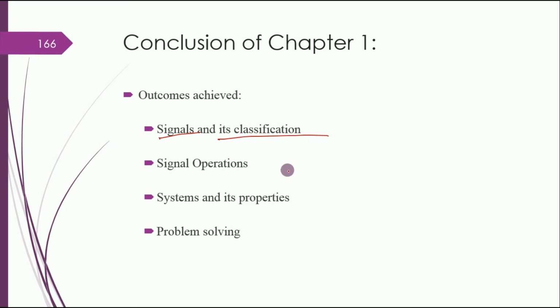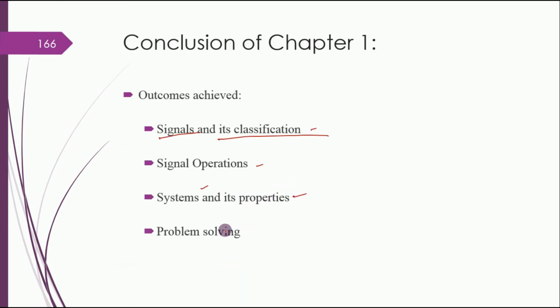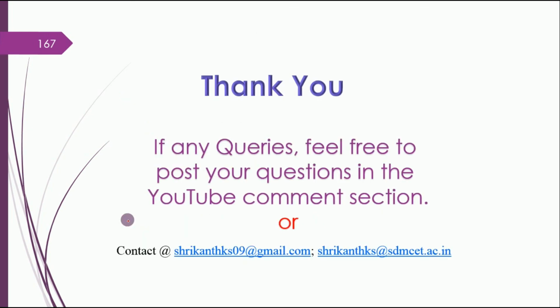on dependent variable and independent variable, that is amplitude scaling, addition, subtraction, integration, differentiation, all those things. And on the time independent variable, it is time scaling, time shifting, folding, precedence rule, all those things in both discrete time and continuous time. This also we studied, and also we understood what a system is and its properties. The properties are linearity, memoryless, time invariant, causal, stable, and invertibility. And then we could solve many examples, many problems. Okay, so with this we are at the end of chapter number 1.